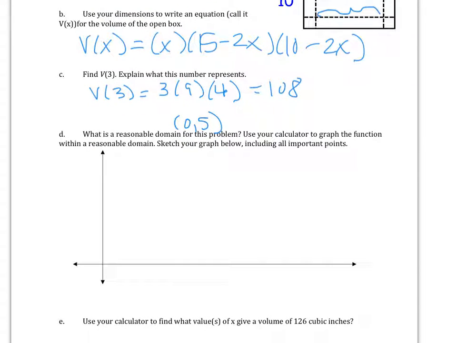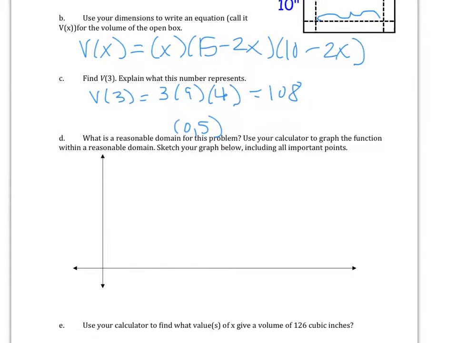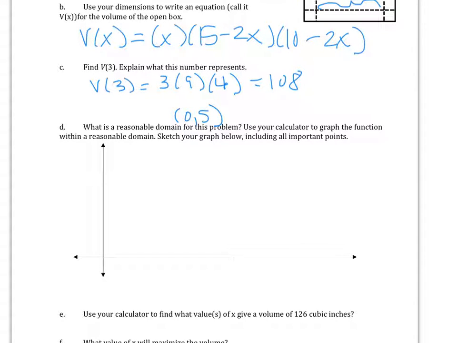So we can use our calculator to graph this function within that domain. Again, I'm just going to do this very roughly. You could do a better job of it. If I plot this function, it looks something like this. And it does come back up, but I don't really care about the part that comes back up because I'm only looking at it under my domain. And then use your calculator to find what values of x give a volume of 126 cubic inches.